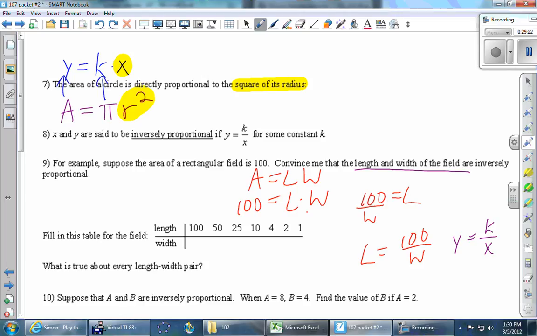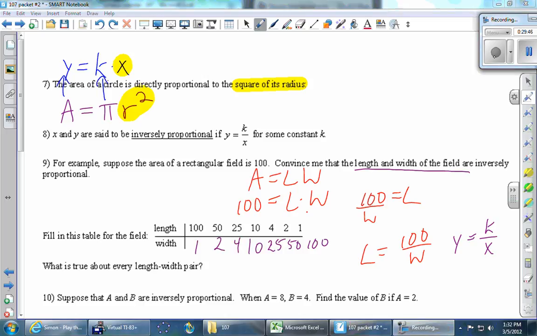What's behaving like the y? That's the length. What's the k? 100 in this case. What's the x? It's the width. It's the w. All right. Can you guys fill in the blanks? I'm giving you a bunch of lengths, and I want you to fill in the width for each of those lengths. Check with your neighbors as you do.